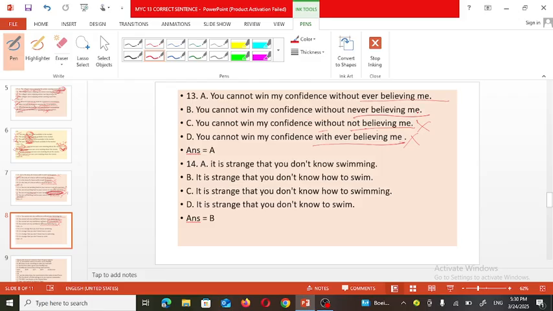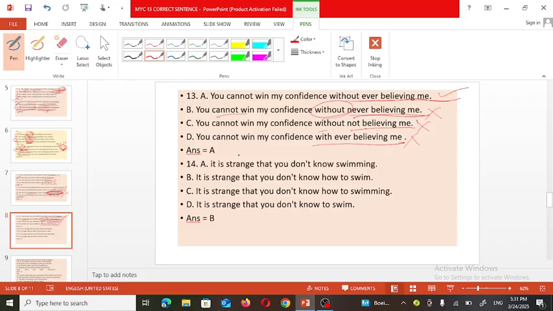Without never believing me: the first sentence is in a negative form, and again this is in negative form with this without, so that is also incorrect. So only the first option is correct. You cannot win my confidence without ever believing me. So this one is the correct option.